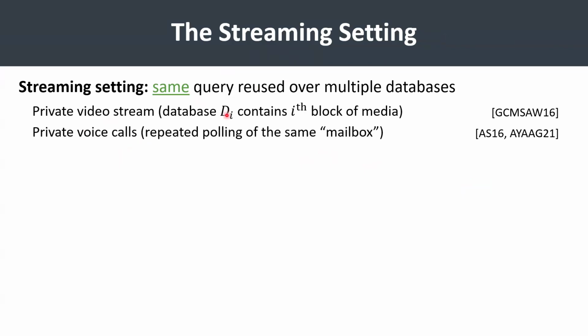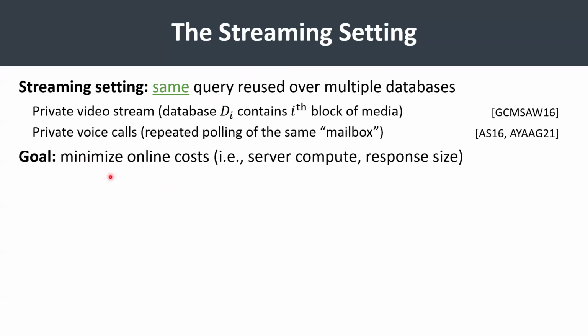So imagine you're trying to do a private Netflix, right? You want to stream a movie without revealing which movie you're interested in. So your query will be the movie index, and then you would basically just be reading it over the duration of the movie. It's also useful for things like private communication, so private voice calls. If you want to do a voice call using PIR, basically the database would be the voice stream, and you would just be repeatedly polling the same mailbox to get the latest content. So this is the setting where PIR is used in a streaming fashion to retrieve data.